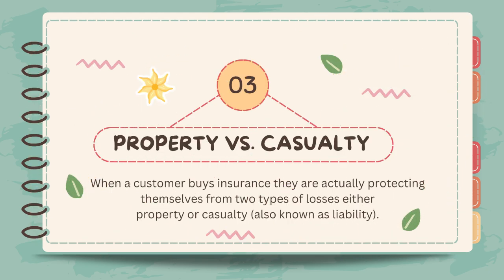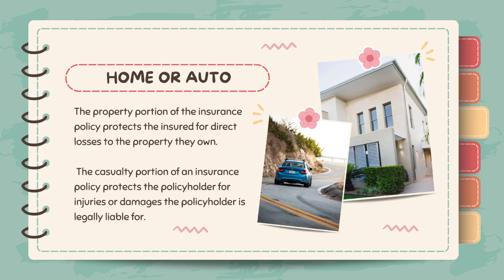Property versus casualty. When a customer buys insurance, they are actually protecting themselves from two types of losses, either property or casualty, also known as liability. Home or auto. The property portion of the insurance policy protects the insured for direct losses to the property they own. The casualty portion of an insurance policy protects the policyholder for injuries or damages the policyholder is legally liable for.